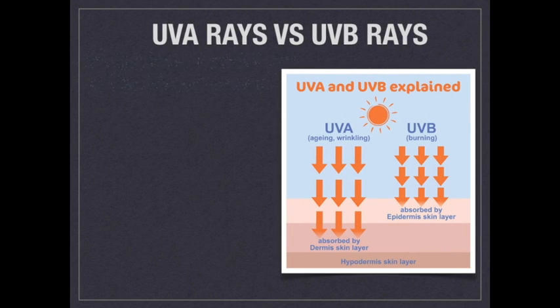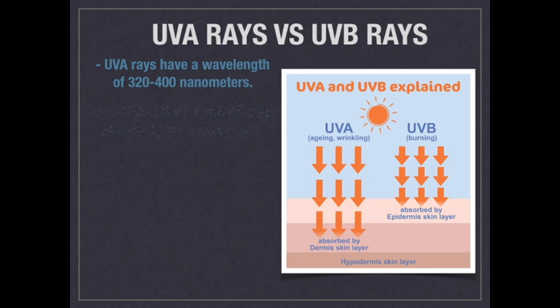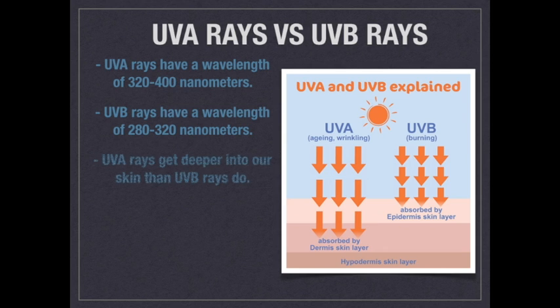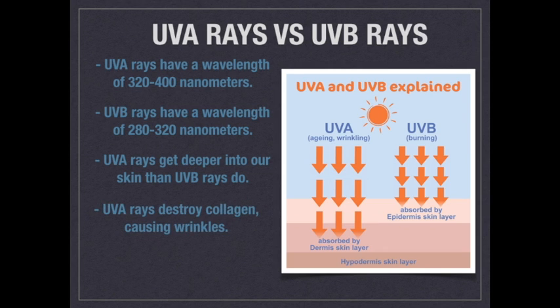UVA rays versus UVB rays. UVA rays have a wavelength of 320 to 400 nanometers, while UVB rays have a wavelength of 280 to 320 nanometers. UVA rays get deeper into our skin than the UVB rays do, and UVA rays destroy collagen, causing wrinkles. UVB rays, on the other hand, cause us to get sunburned.